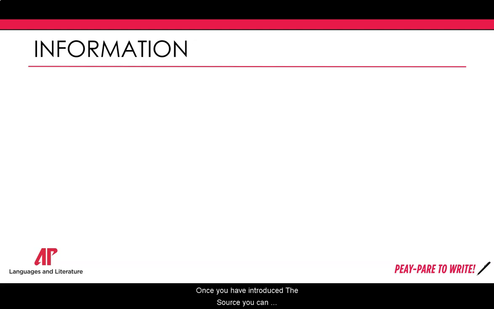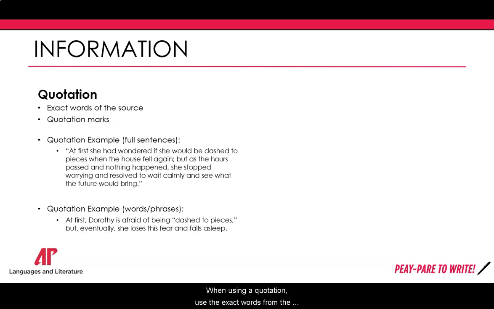Once you have introduced the source, you can incorporate the information that you want to share with the reader using a quotation, paraphrase, or summary. When using a quotation, use the exact words from the source and place them in quotation marks so the reader knows that you have not made any changes to the language. While quotations tend to be full sentences, they can also just be a few words worked into your own sentences. Because these are still the exact words of the source, you should put the selected words or phrases in quotation marks.